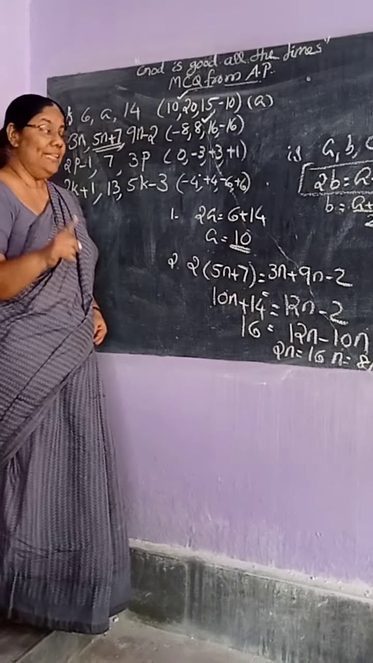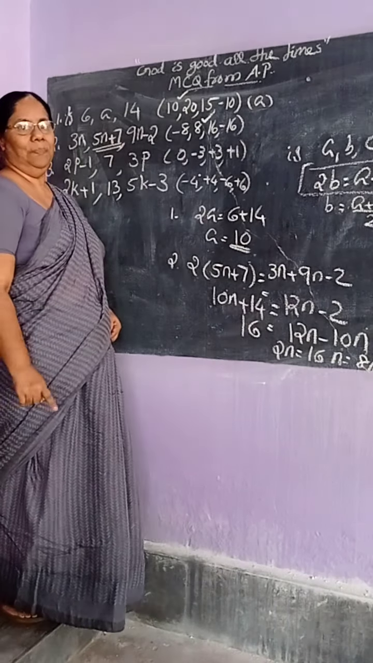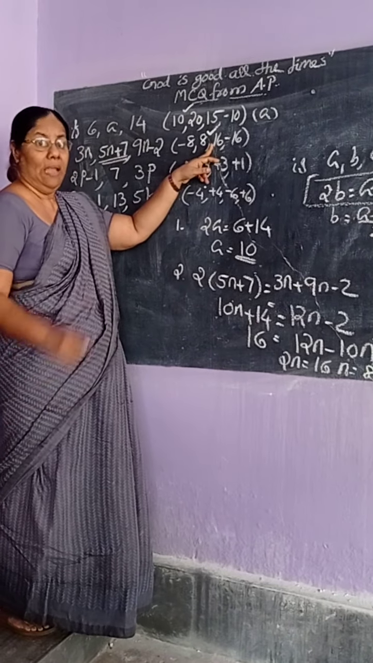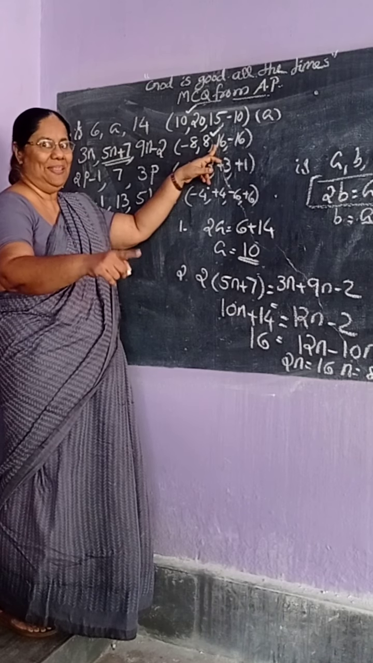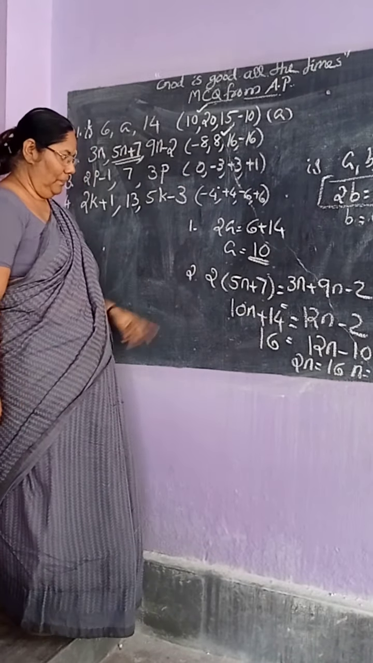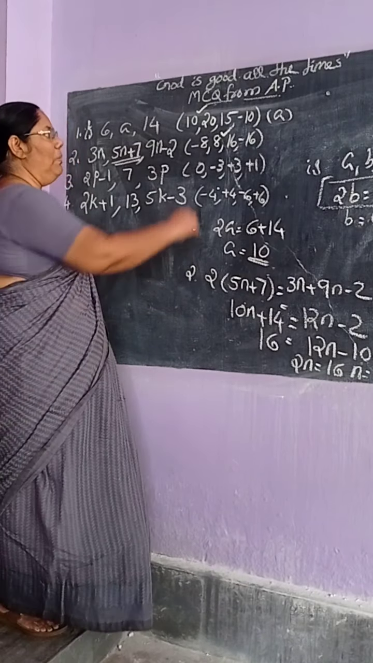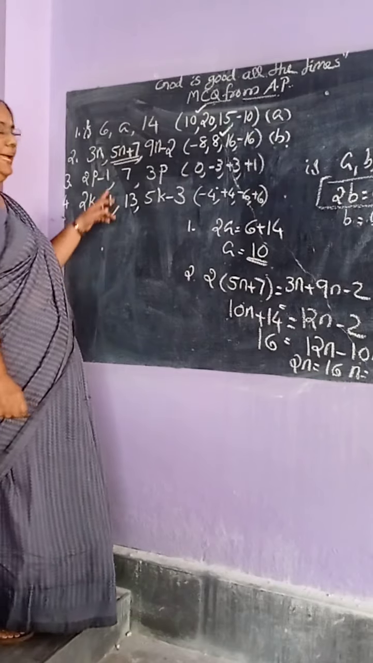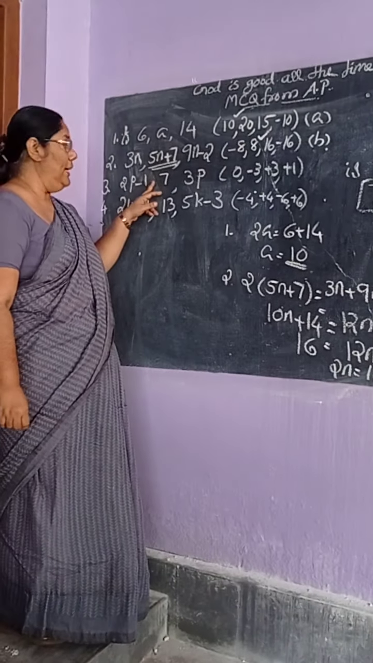Understand? Twice the middle term. To confuse you, the answer 16 is given as an option. B equal to a plus c, that is not right. 2b equal to a plus c. Finish this, then mark the option B. Very good. Then do the next one here.